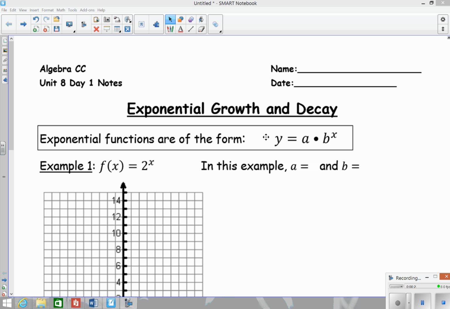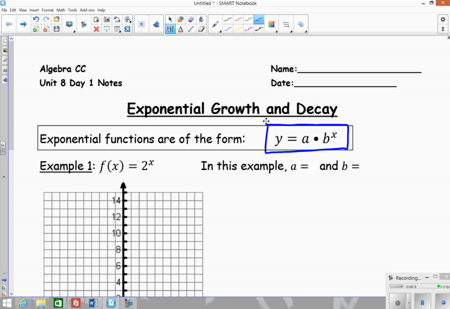So exponential functions are in this format: y equals a times b to the x, and x has to be an exponent in order for this to be an exponential function. Remember, you could rewrite this as f of x as well. So f of x equals a times b to the x.